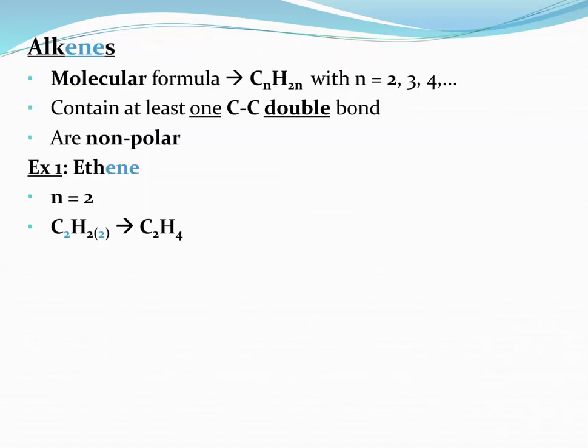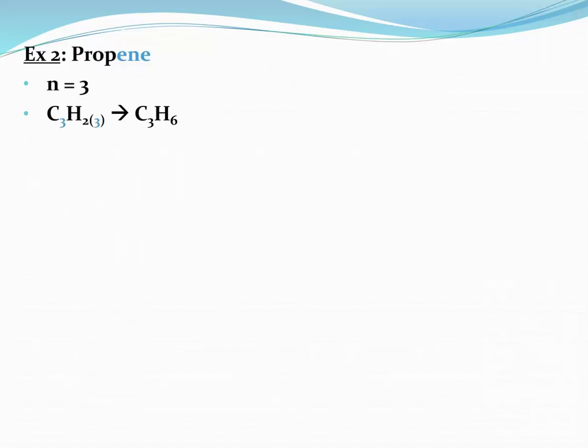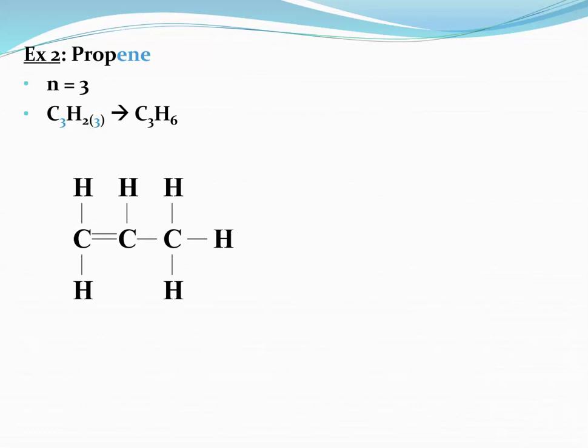Alkenes have twice as many hydrogens as they do carbons. They do not need to have every bond as a double bond, but at least one bond must be double. These are non-polar molecules. The most simple alkene is ethene. It has 2 carbons and 4 hydrogens. The next alkene is propene, which has 3 carbons and 6 hydrogens.